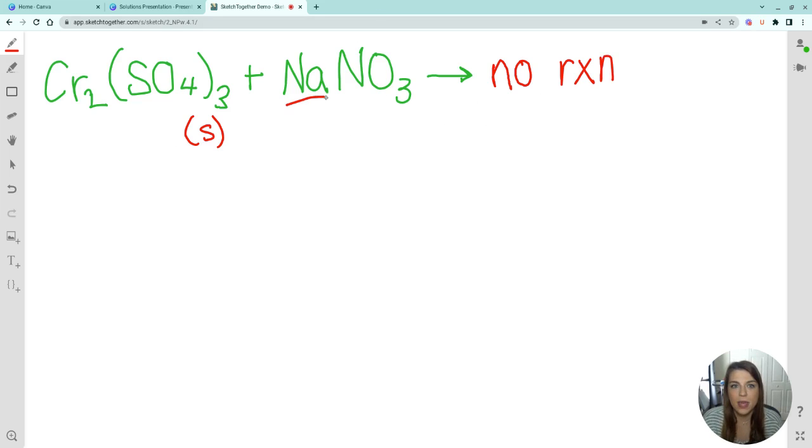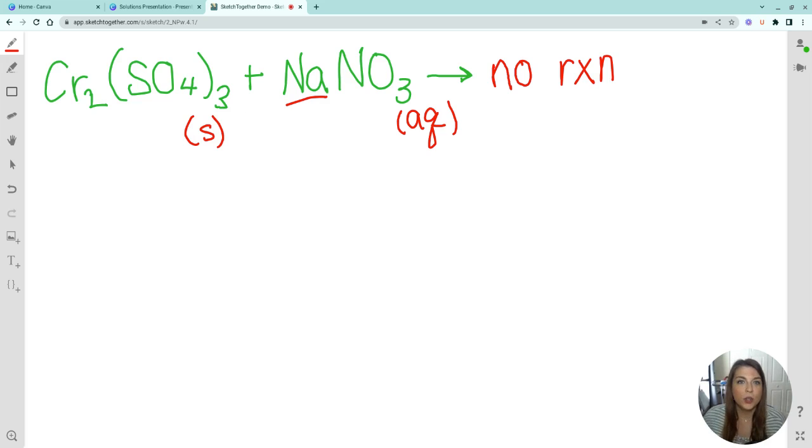Even though the Na is a group 1 ion and sodium nitrate loves to dissolve because the nitrate also is always soluble with no exceptions, this fact that the chromium 3 sulfate is insoluble and is a solid substance prevents the reaction from happening altogether.